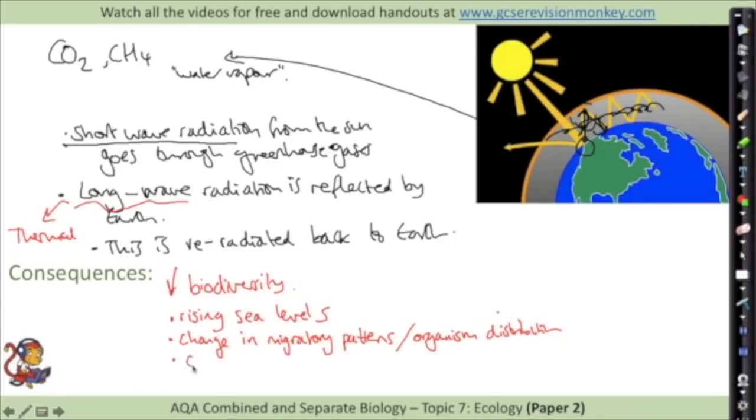It could cause a change in rainfall. That could be more rainfall in some areas and less in others, so it could cause droughts or severe rainfall depending on where you are, and also more extreme weather events.